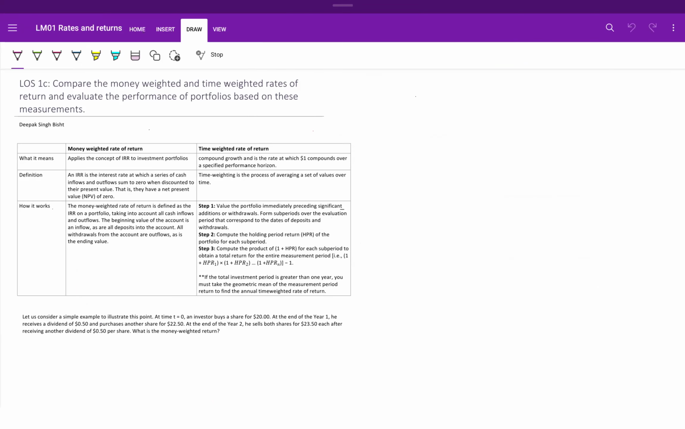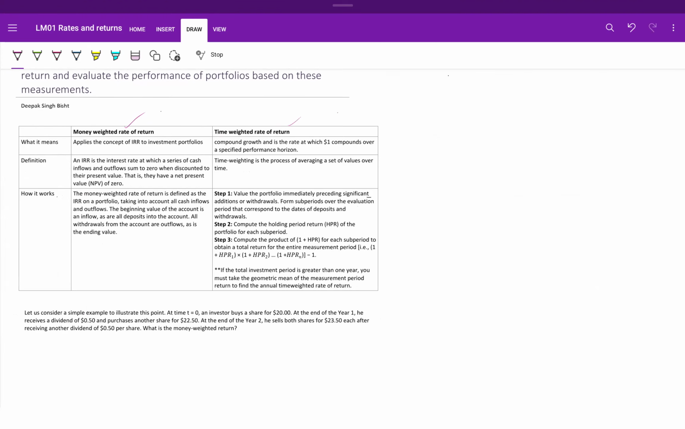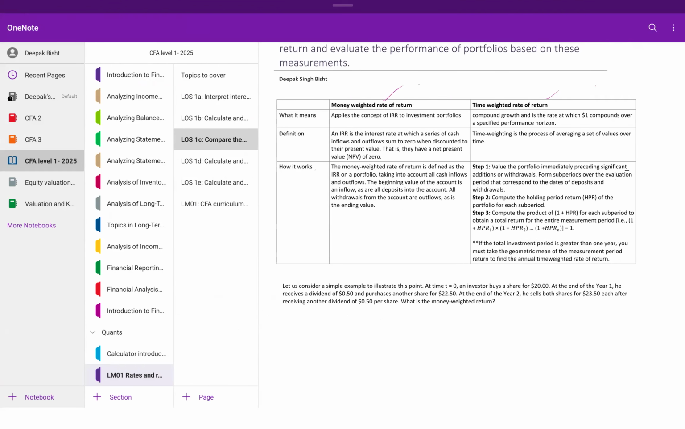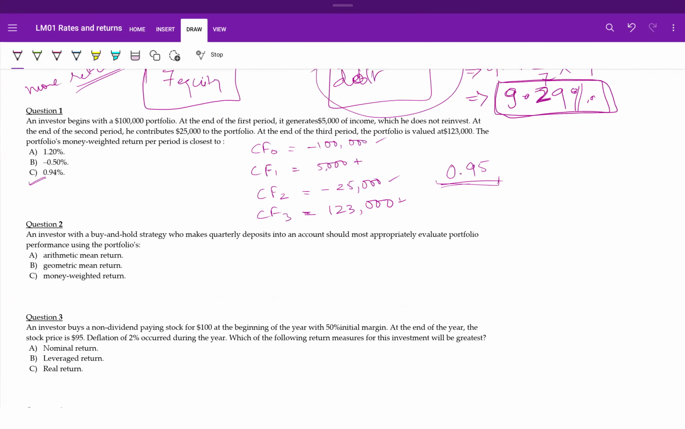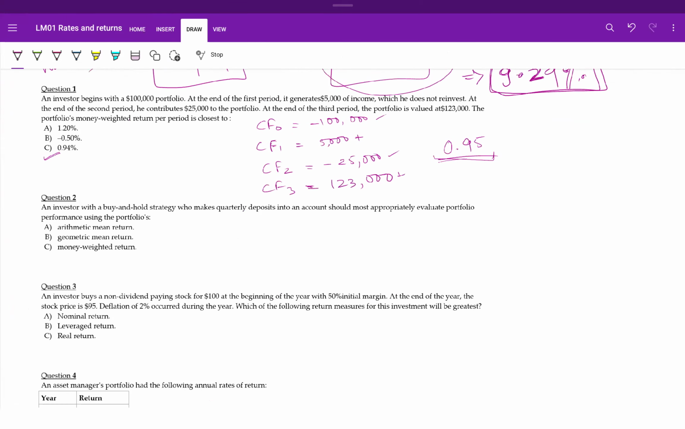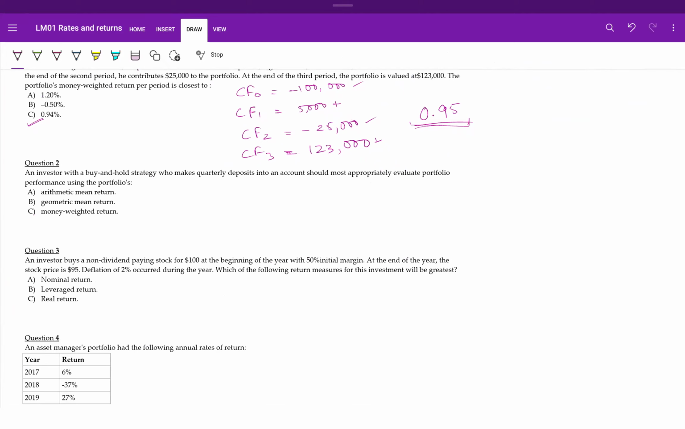During money weighted rate of return and time weighted rate of return. Or if you have missed those previous LOSs, I recommend you go to the previous readings and watch those LOSs. We have discussed these things in detail previously. So now, question number two.